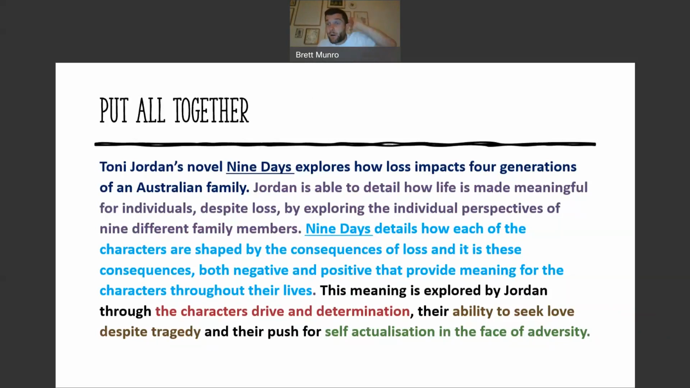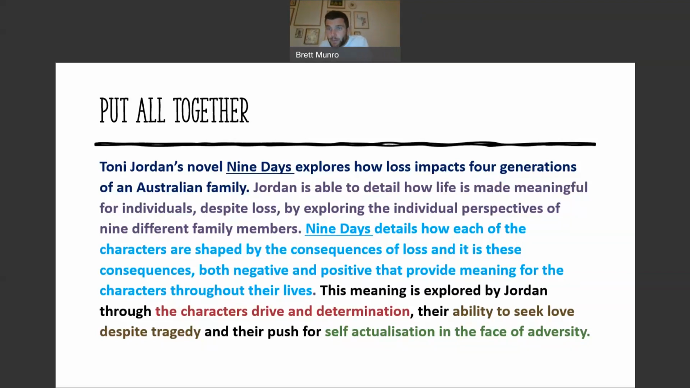This is color-coded, obviously. You can see that the blue section is that introduction of the text. We have a little bit of a reference to the prompt, but it's onto the second sentence that we really just say, this is what I think it means. In this case, Jordan is detailing how life is made meaningful because of this.